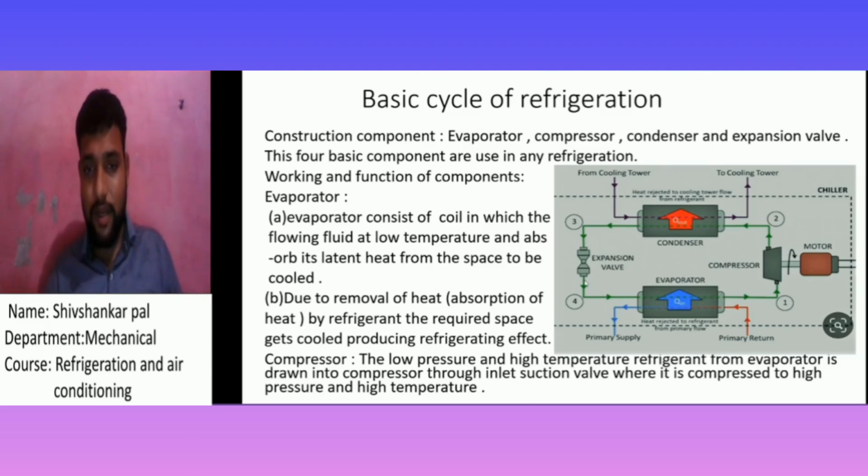After the expansion valve decreases both the pressure and temperature of the refrigerant, it again goes into the evaporator, and the process starts again. It takes heat from the space, then goes to the compressor, then to the condenser, condenser to expansion valve, continuing our refrigeration cycle.